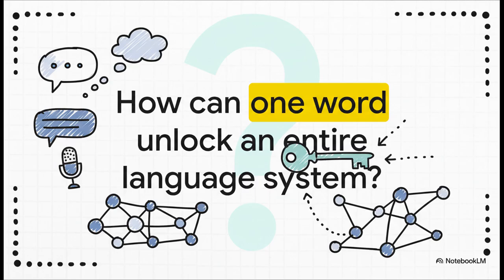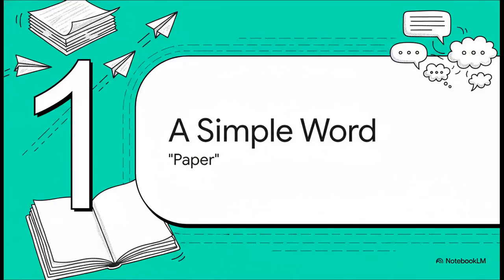We're going to take one word, one you probably use all the time, and use it like a key to unlock this huge idea about communication itself. And the word we're going to put under the microscope, it's paper. Yeah, I know, it sounds pretty ordinary, maybe even a little boring. But trust me, by the end of this, you're never going to look at it the same way again.